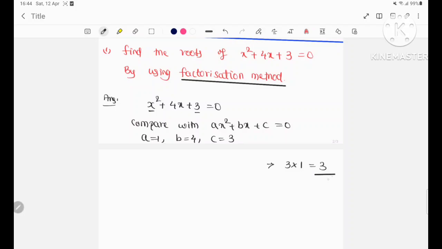This you can split into the two terms. The sum should be the middle term. That means this number, you should write the factors. So what are the factors we have?